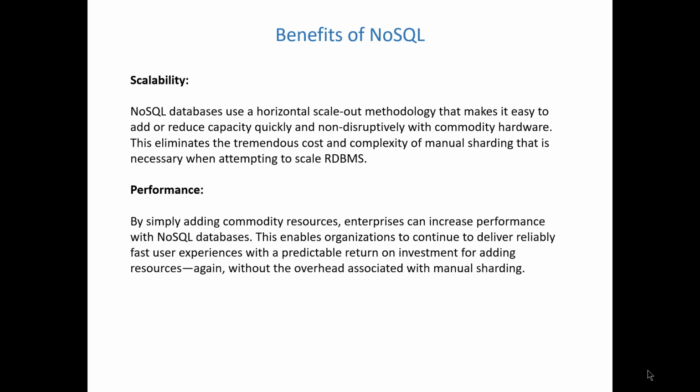Manual sharding is the process of breaking up database content across multiple server instances. So by reducing the complexity, because we don't have to break up our databases and manage that, we can replicate out the entire database across cheap commodity hardware, which makes scalability a lot easier than an RDBMS.